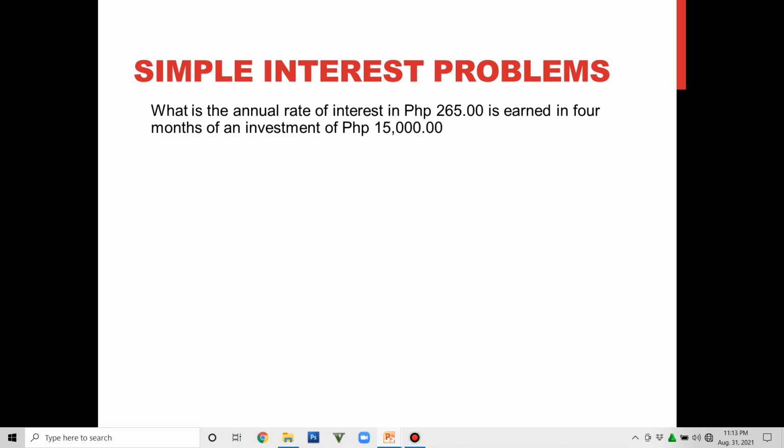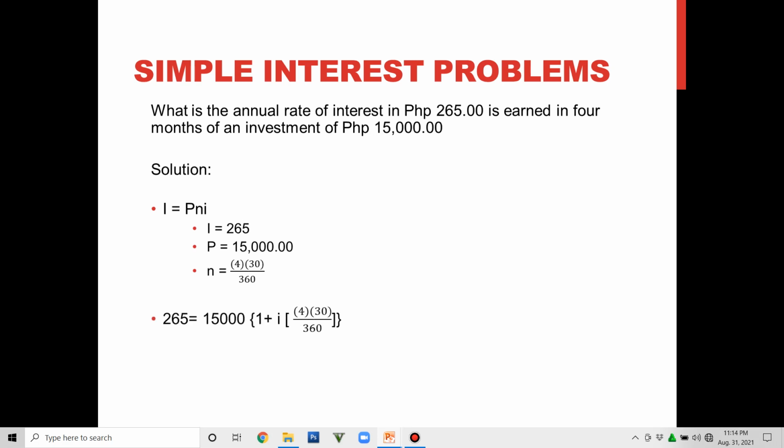So 4 months is a duration, no? So days yan times 30 lang, or months yan times 30, and then the investment here is 15,000. So when we say investment, that is referring to the present worth, right? So just the same, we're gonna use this one. I is equal to PNI. So the interest is 265 pesos. The principal is 15,000. The number of interest periods, that one. So this is again ordinary simple interest, wherein the 4 months is multiplied by 30 divided by 360.